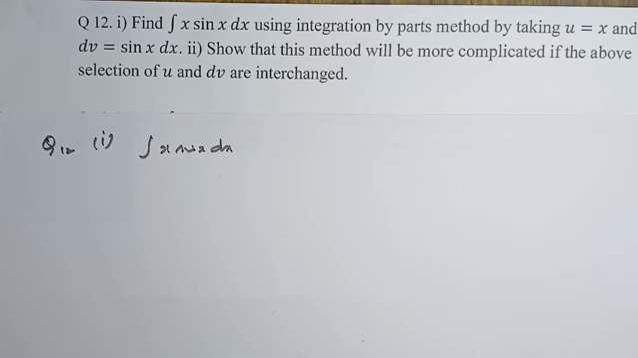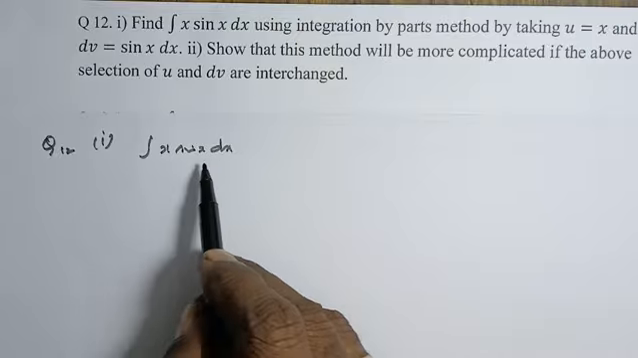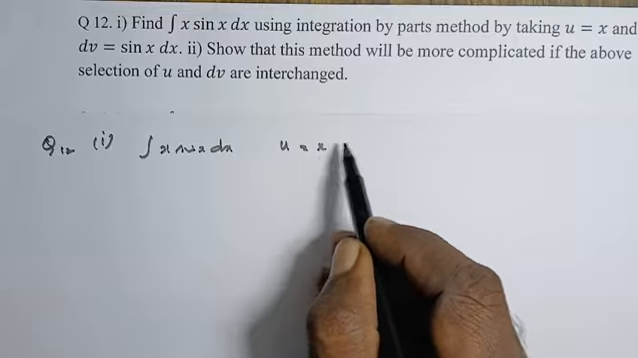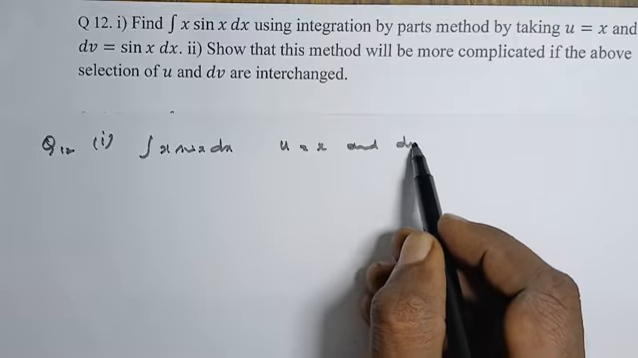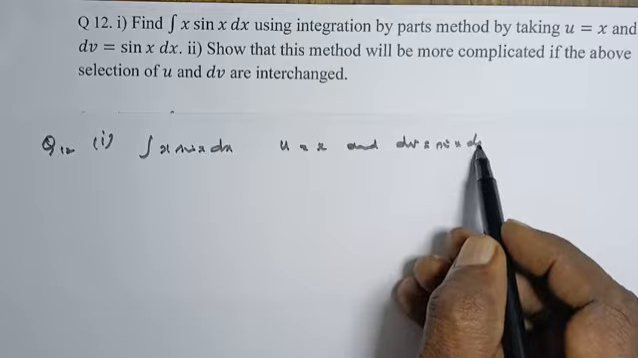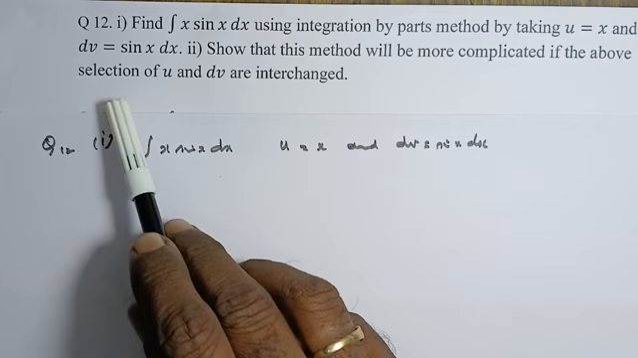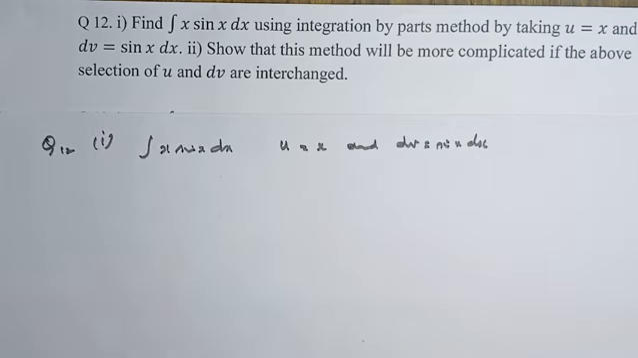Question number 12, subdivision 1. Find integral x sin x dx using integration by parts by taking u equal to x and dv equal to sin x dx. Subdivision 2. Show that this method will be more complicated if the above selection of u and dv are interchanged.